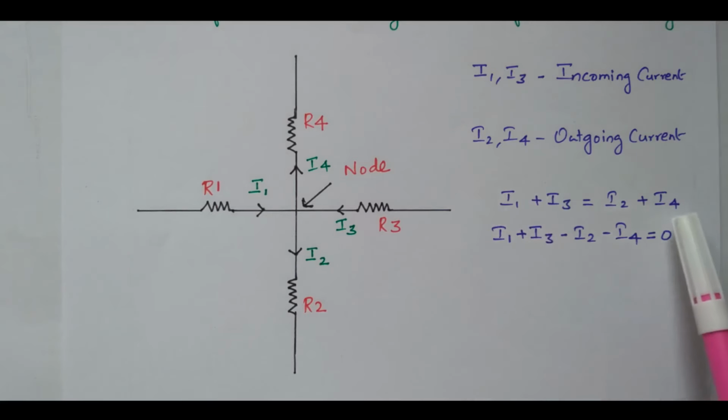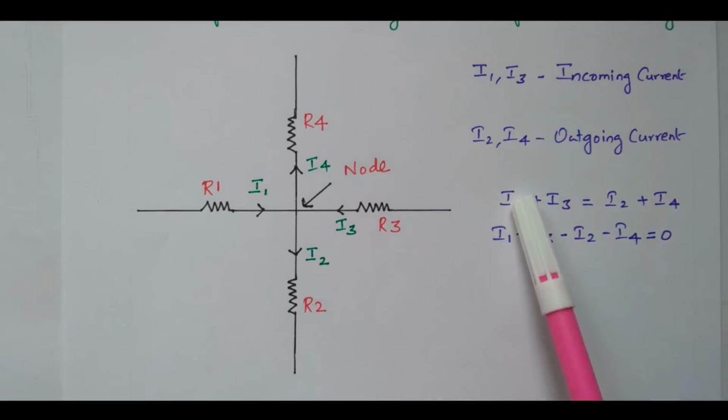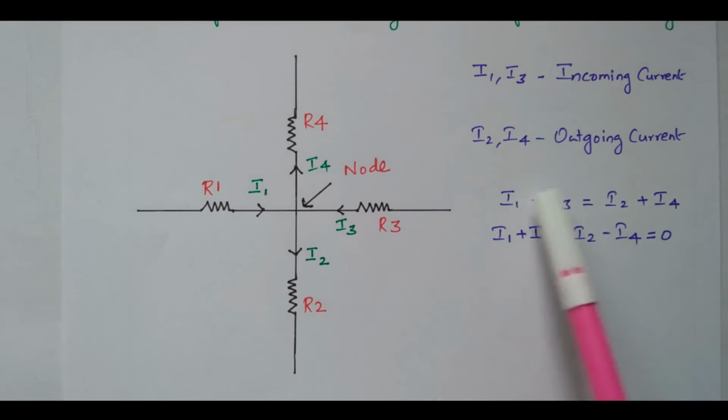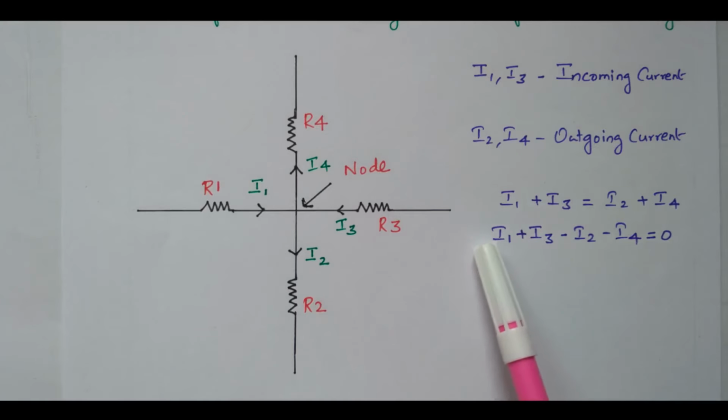Now bring I2 and I4 from the right hand side to the left hand side. What will happen? I1 plus I3, minus I2, as I2 comes to this side it becomes minus I2. I4 coming to this side becomes minus I4. That is, I1 plus I3 minus I2 minus I4 equals 0. That is, the summation of total current at a junction is 0. These two are incoming current, so treated as positive. These two are outgoing current, so treated as negative. So adding all 4 currents, it is equal to 0.